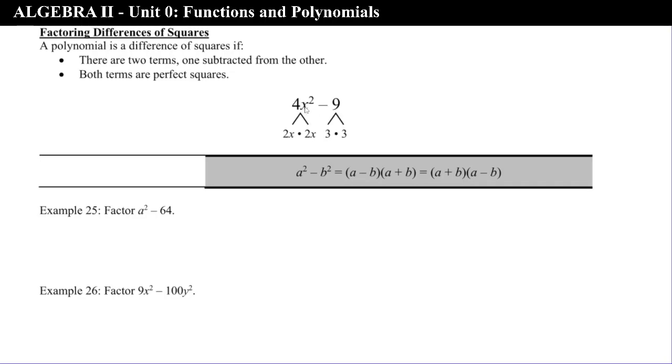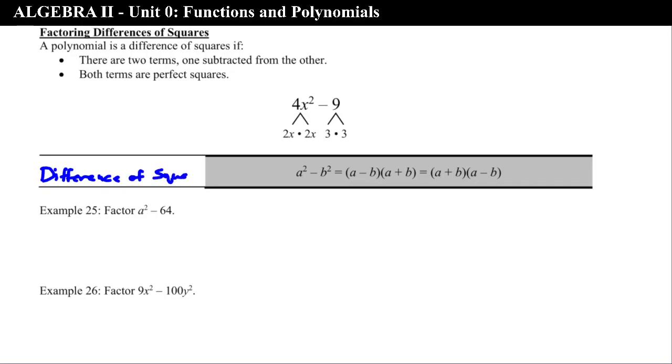So let's look at this. 4x squared minus 9. This would be considered a difference of squares because we have 4x squared, which can be broken down to 2x times 2x, so it's 2x, quantity squared. And then we have 9, which can be broken down to 3 times 3, and they're a difference. So therefore, 4x squared minus 9 would be a difference of squares. And here's the definition for you. This is the definition of the difference of squares.